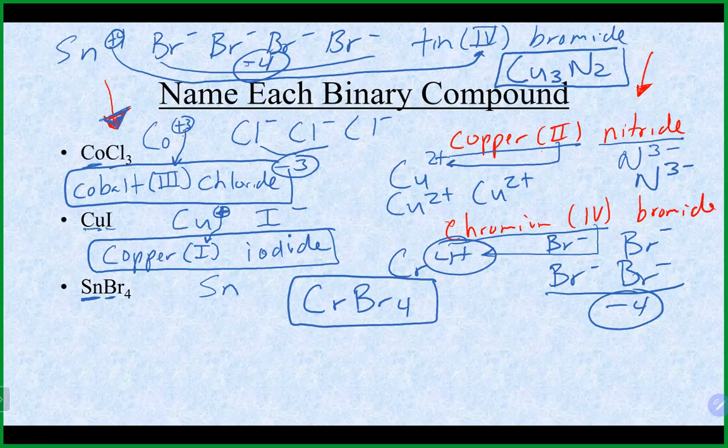Question on writing the formula or given the name here? So you do need to be able to do both, obviously, for type 1 and type 2: write the formula or give the name depending on what is given to you. Any questions on that there?